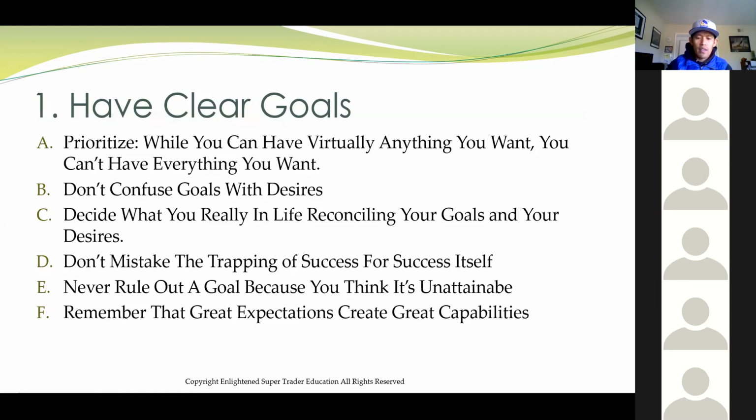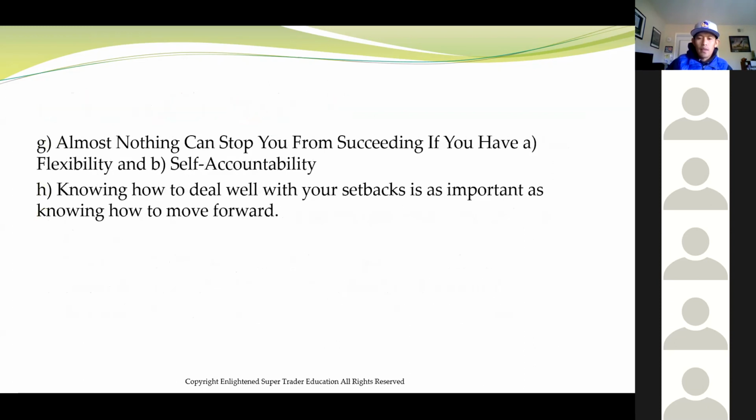It's to create something that is attainable, and at the same time go beyond what you can attain. Okay, don't limit yourself. Any questions with that? Okay, G: almost nothing can stop you from succeeding if you have A, flexibility, and B, here we go, self-accountability.